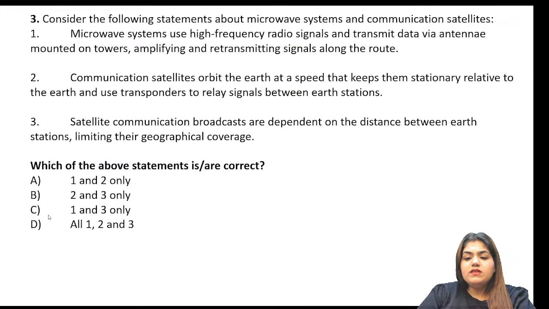Next, consider the following statements about microwave systems and communication satellites.